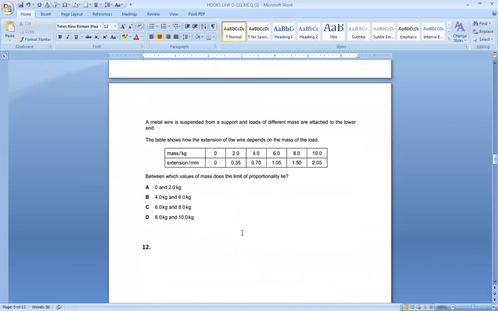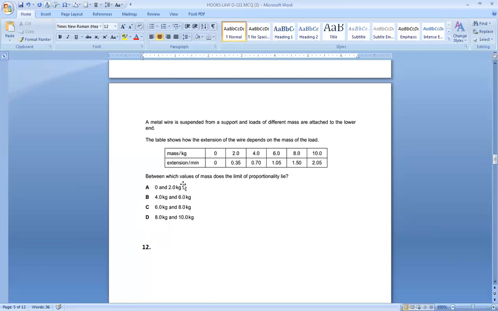Number 11. A metal wire is suspended from the spool and loads of different masses are attached to the lower end. Again, look at the table. Masses are changing equally: 2, 4, 6, 8, 10. Extension 0.35. Then again there is an extension of 0.35. I add 0.35 to 0.35, you get 0.7. Again, the extension of 0.35. But here there is an extension of 0.45.